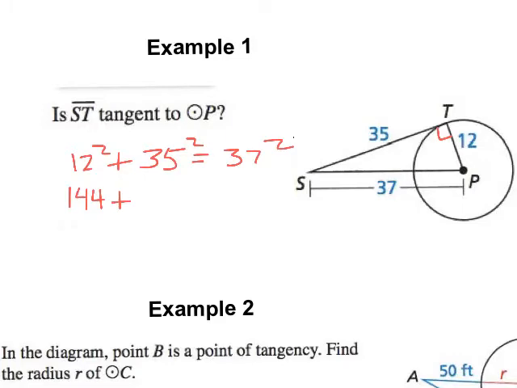You guys are going to have to help me out. What's 35 squared? 1,225. Okay. And what's 37 squared? 1,369. So then do I check, do those add up to be 1,369? And yes, they do. So then I know that that is a right angle. I know it's a tangent. So I would say yes, it is a tangent.